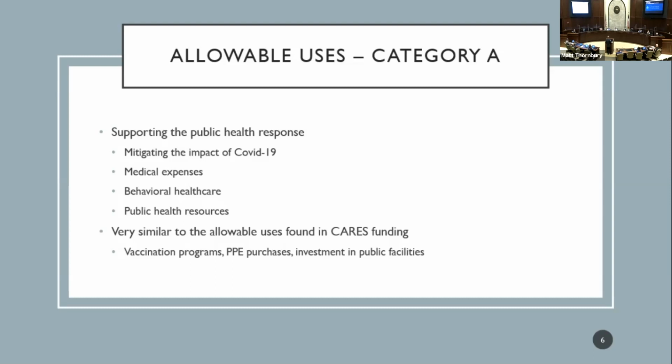Supporting the public health response. Again, these are some of the same uses that we had from the CARES monies, mitigate the impact from the pandemic. We can use them for medical expenses, also behavioral health care, public health resources. We can use them to retrofit the city facilities, PPE purchases and the like. So again, very similar to what we found from the CARES funding.